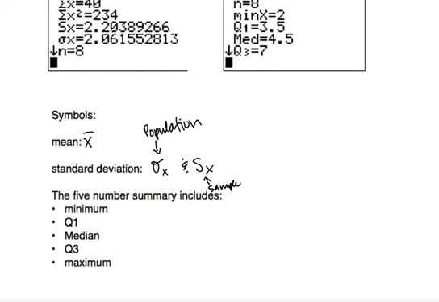The 5-number summary is also included on your calculator, so that would be your minimum value, your Q1, your median, your Q3, and your maximum.